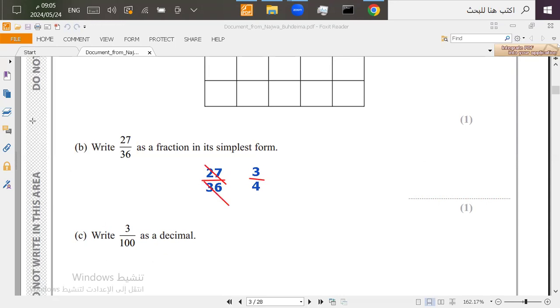Write this as a decimal. When you divide 3 over 100 in the calculator, it will give you 0.03, and this is the decimal that they're looking for. So it's going to be 0.03. Now let's move on to the next question.